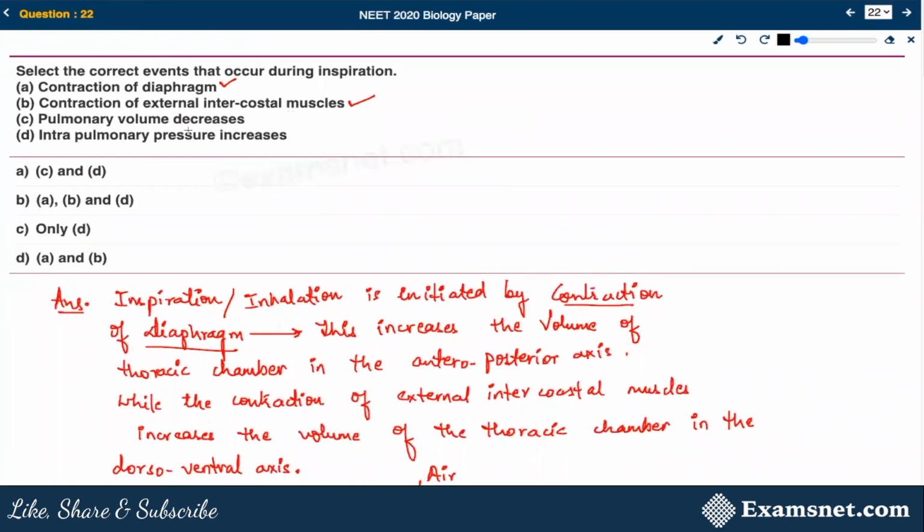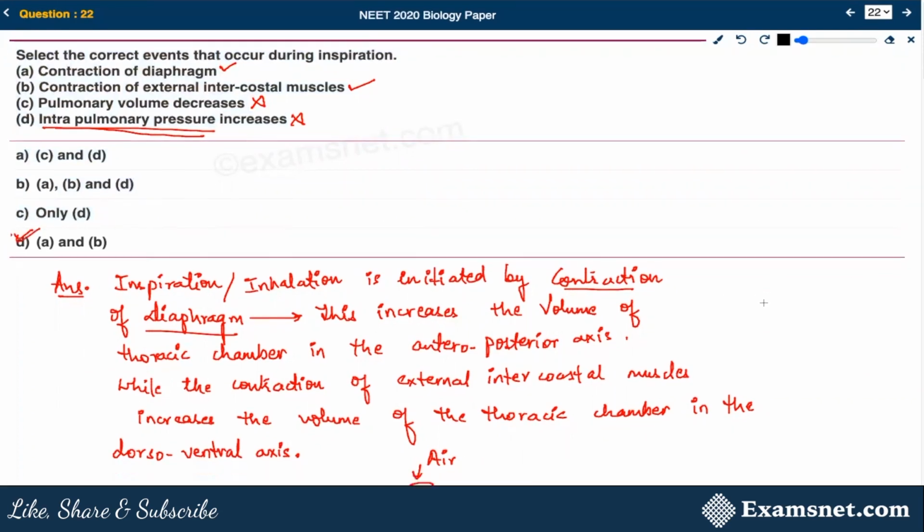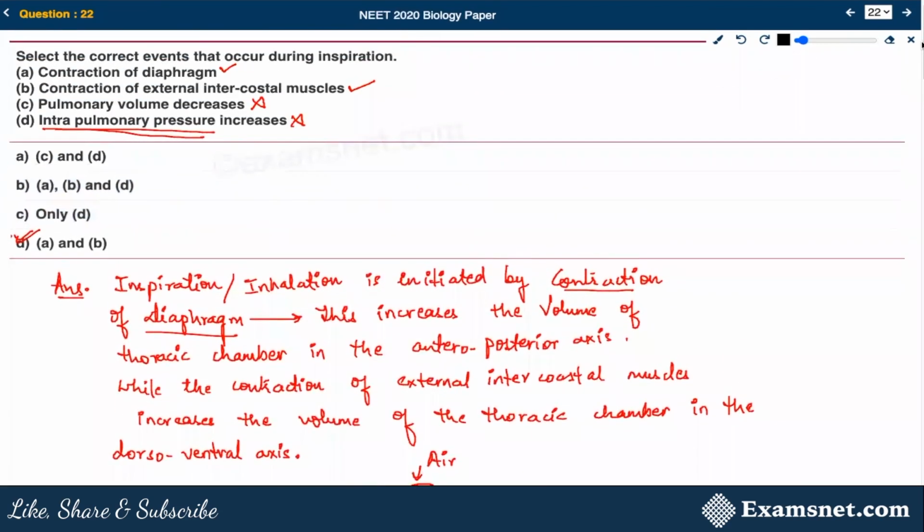So pulmonary volume is going to decrease again, no. Then intrapulmonary pressure increases, no. Intrapulmonary pressure, meaning the pressure within the lungs, is going to decrease, not increase. So if you look at the options, A and B are the correct options, and this goes with option D, which is A and B. Clear? So let's move on to the next question.